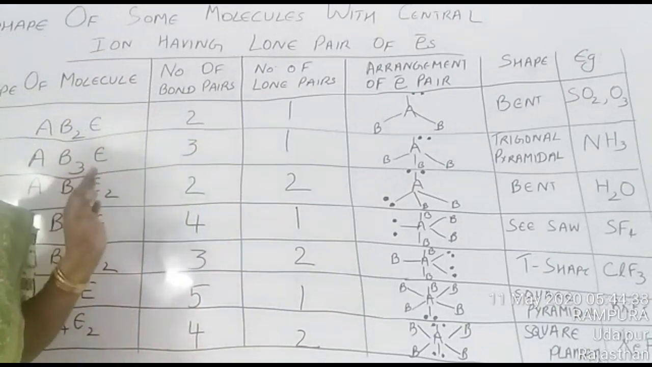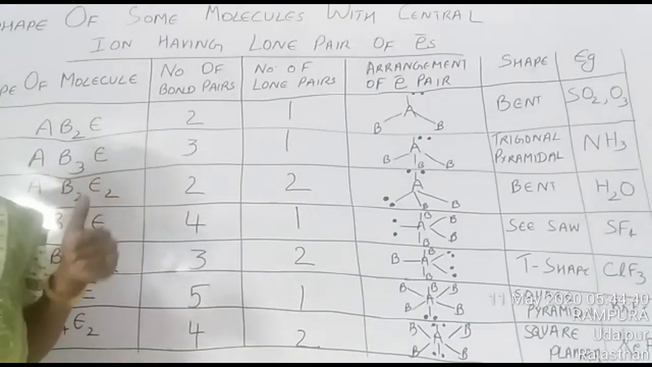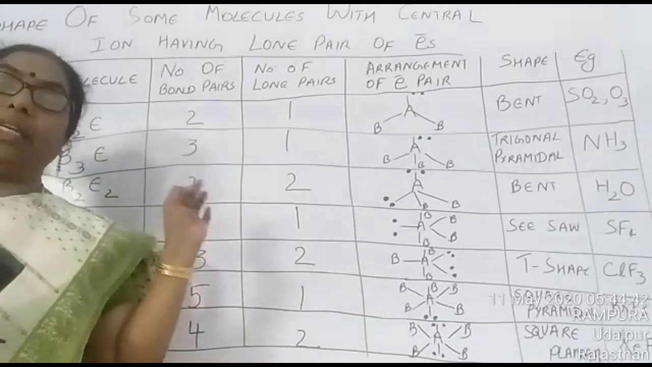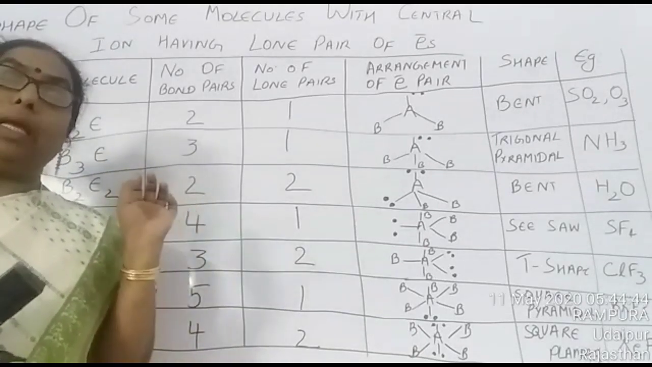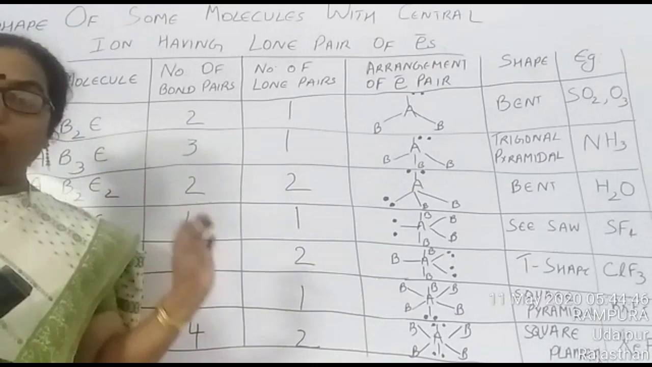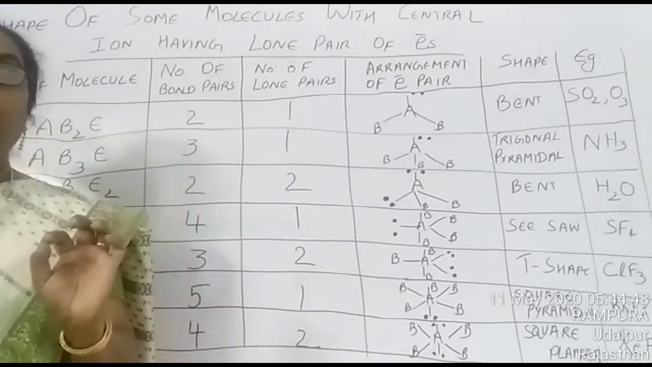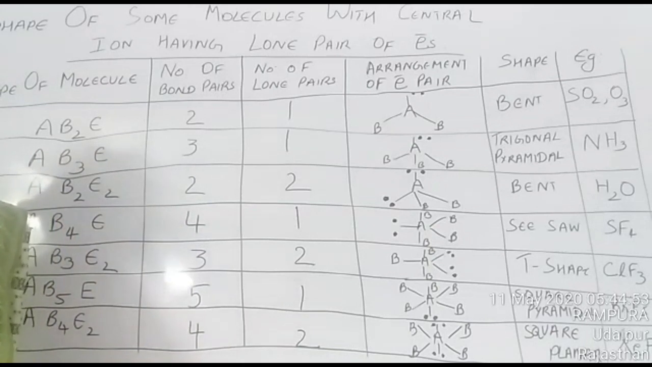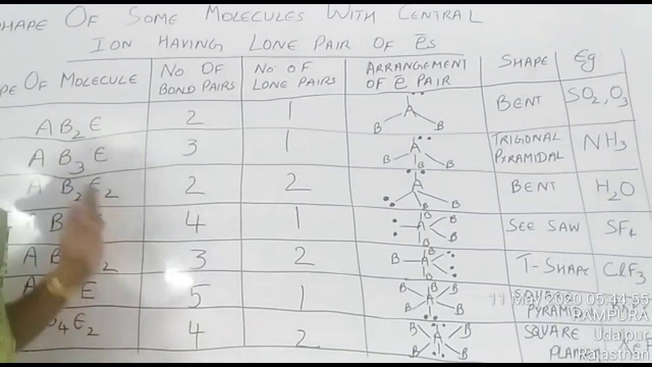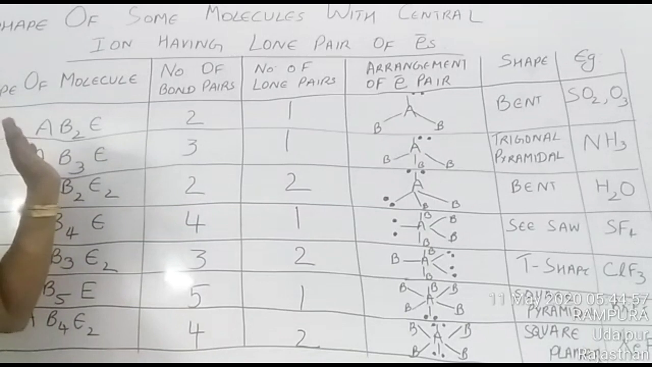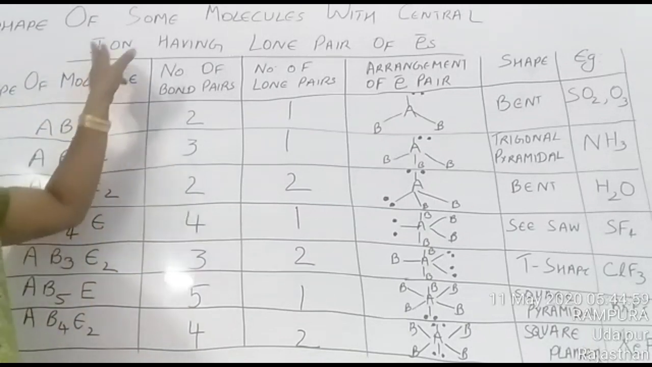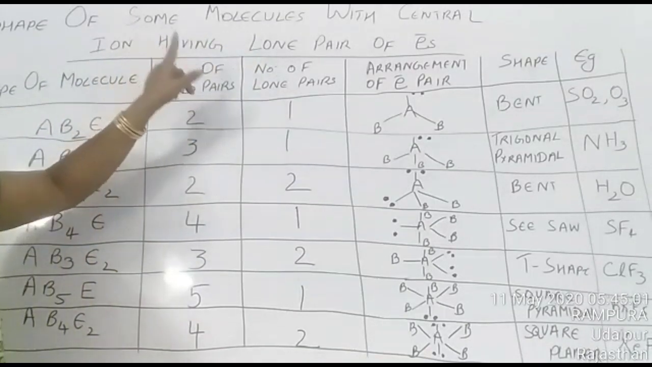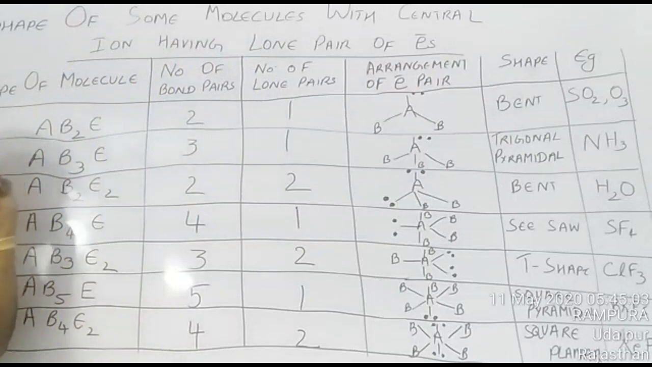Then the last postulate we have seen is that the magnitude of repulsive interaction varies in the order: lone pair repulsion is stronger than lone pair bond pair repulsion, which is stronger than bond pair repulsion. Today children, first let us see the shape or the geometry of some molecules with central atom having lone pairs of electrons. Is it clear?